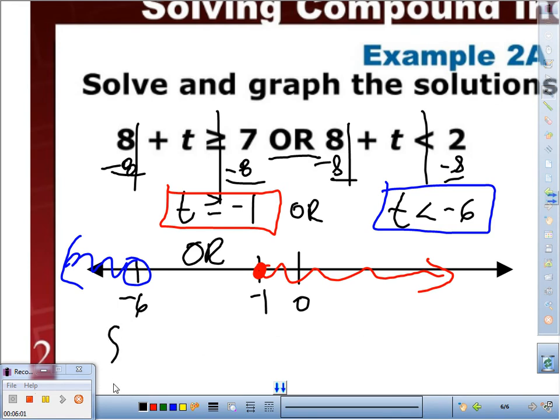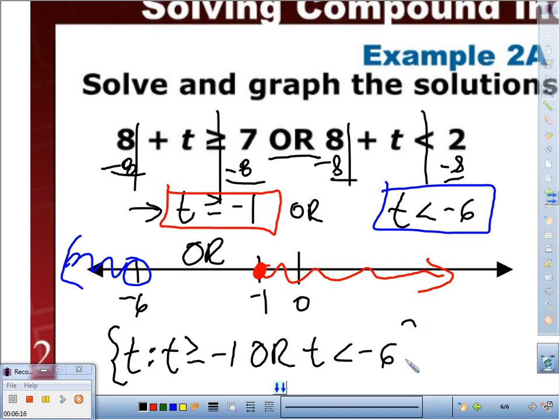Watch. Solution set of all t's, pay attention please, and I write the first inequality, t is greater than or equal to -1, or, what is the second one? T less than -6. That's it. That's really long. Hands, and show me how you feel with these, 1 being the lowest, 5 being the highest for the ORs. Okay, we got some 3s, 4s, 5s, 1s, 2s. We need some practice, right?